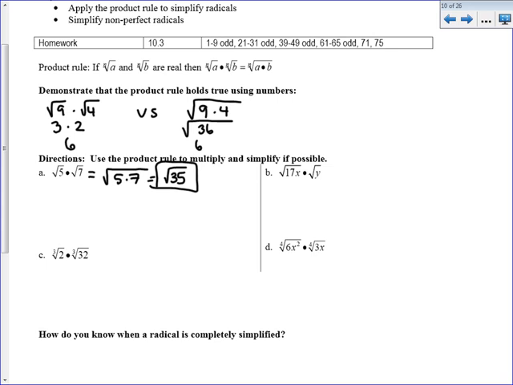In B, the square root of 17x times the square root of y. Since they're both square roots, I can multiply the two radicands together. Make sure you keep them under a square root. So I get the square root of 17xy.